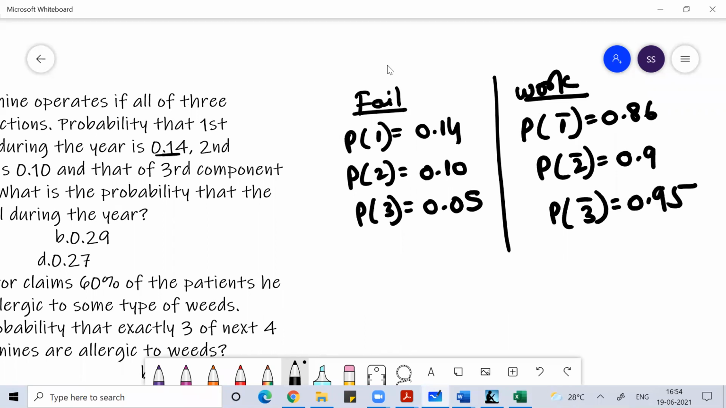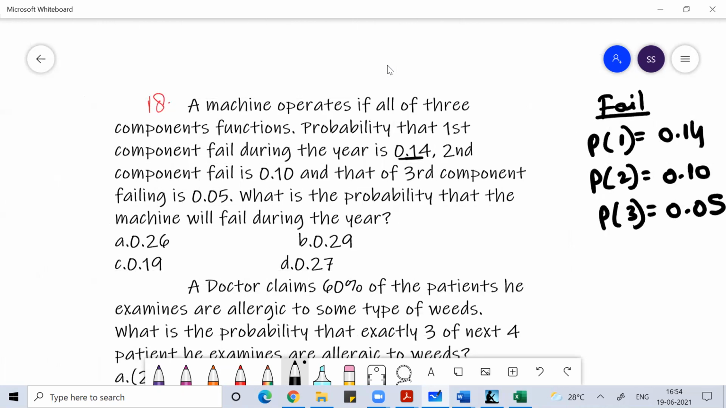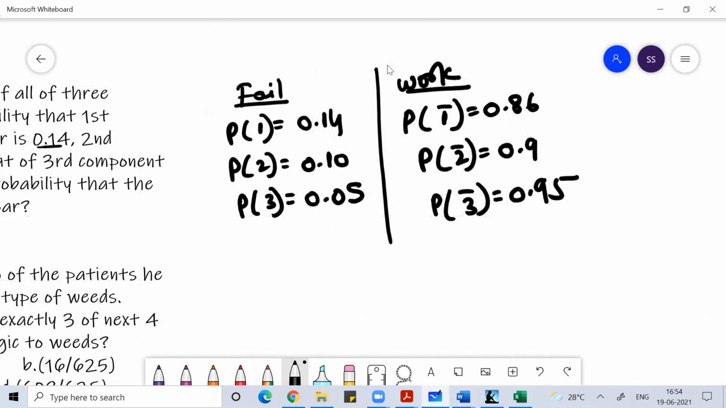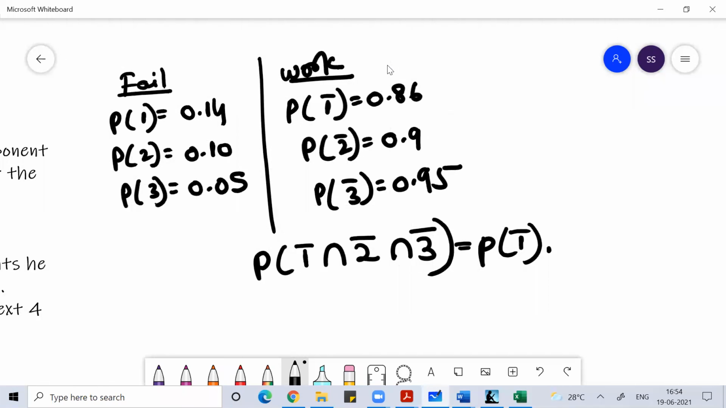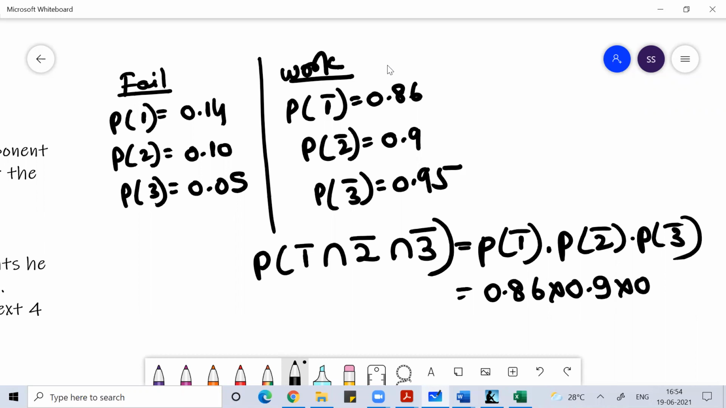So the machine will work only when all three parts are working. In all other cases the machine will not work. So the machine works only when all three are working, which means the probability of one intersection two intersection three, all three should work. I believe the three components are independent. So one is working, two is working, and three is working. In all other cases the machine will fail. So this is 0.86 into 0.9 into 0.95.